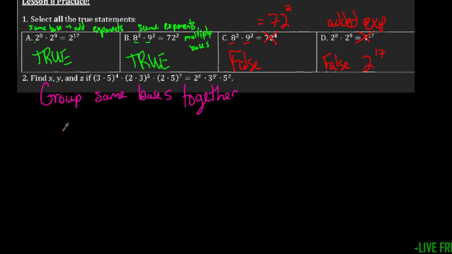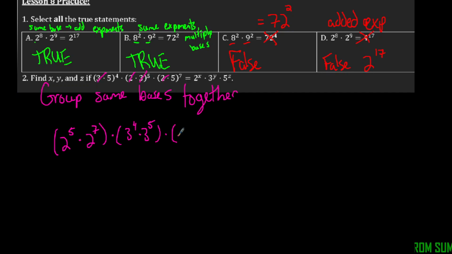So I'm going to say I have 2 to the 5th power times 2 to the 7th. And I have times 3 to the 4th times 3 to the 5th, here and here. And lastly, our last group is going to be 5 to the 4th power times 5 to the 7th power. And so what you do is once you have the same bases, add the exponents.